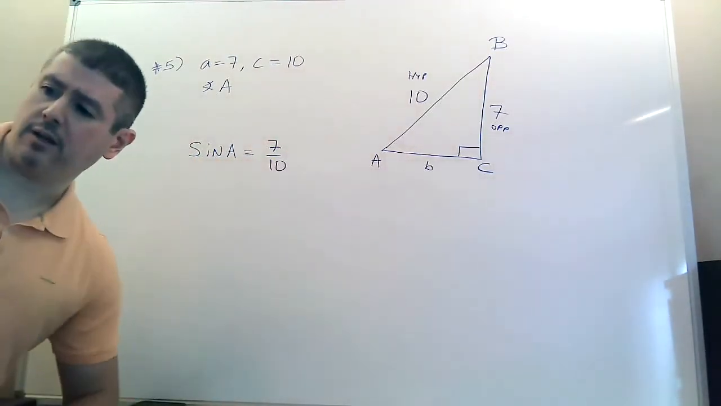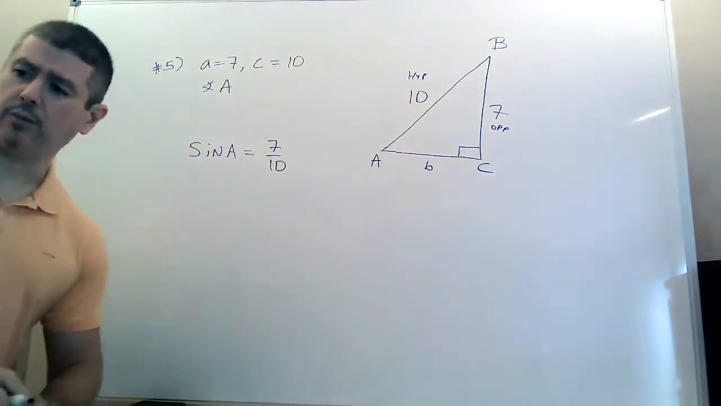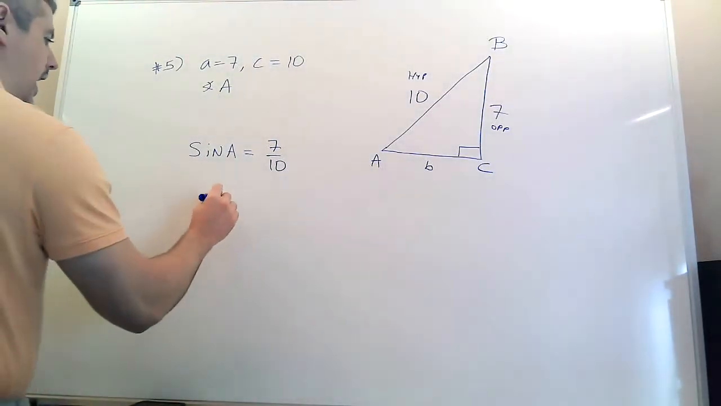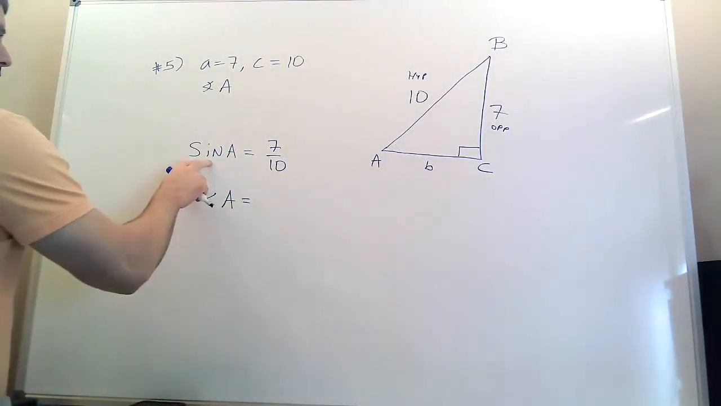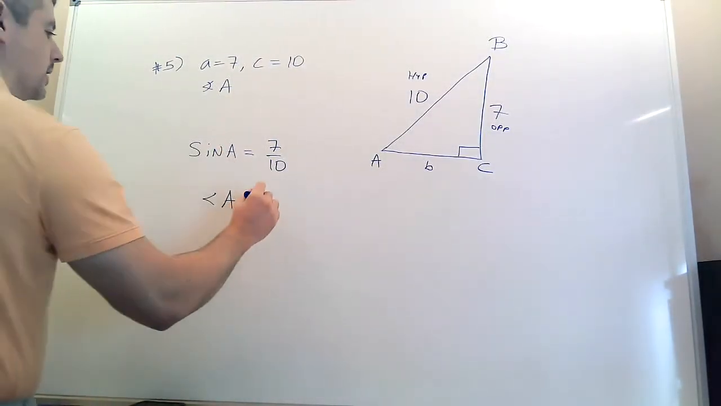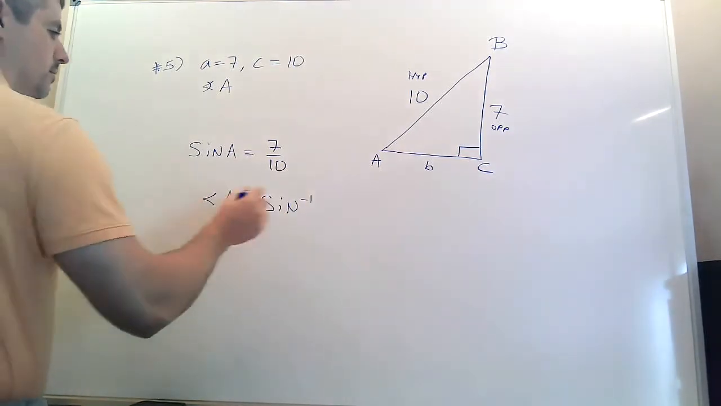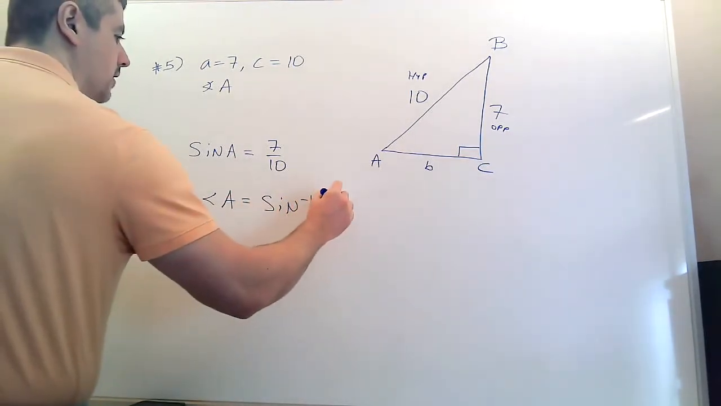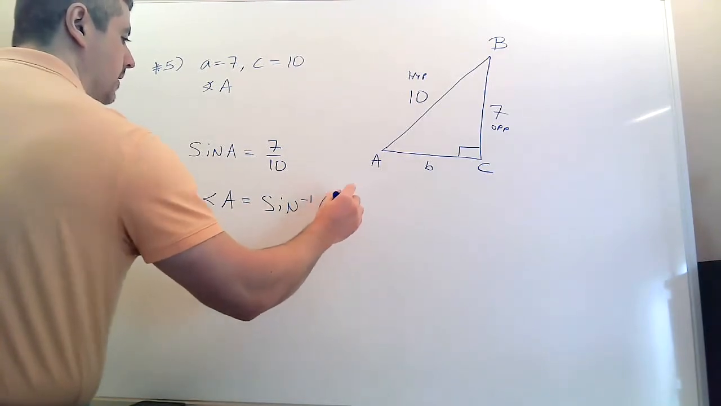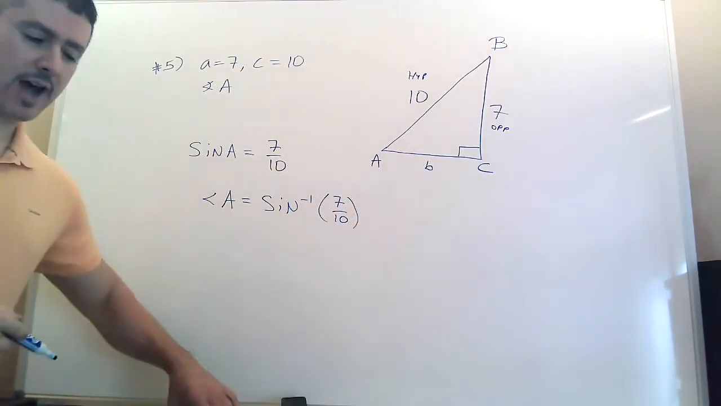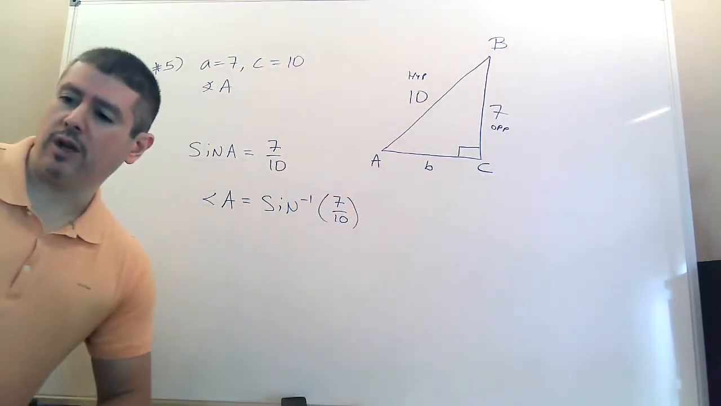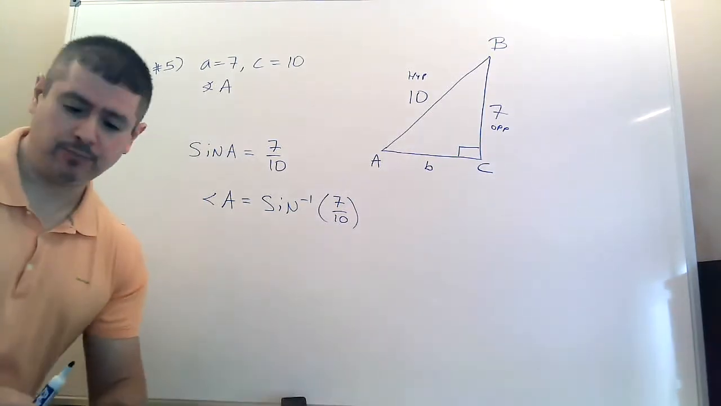Now I have to put something in the calculator to figure out what angle A is. I need to do the opposite of sine. The opposite of sine is its inverse, which we call sine minus 1. I don't use the other word. They have names, but I don't use those names. So I'm going to do inverse sine of 7 over 10.